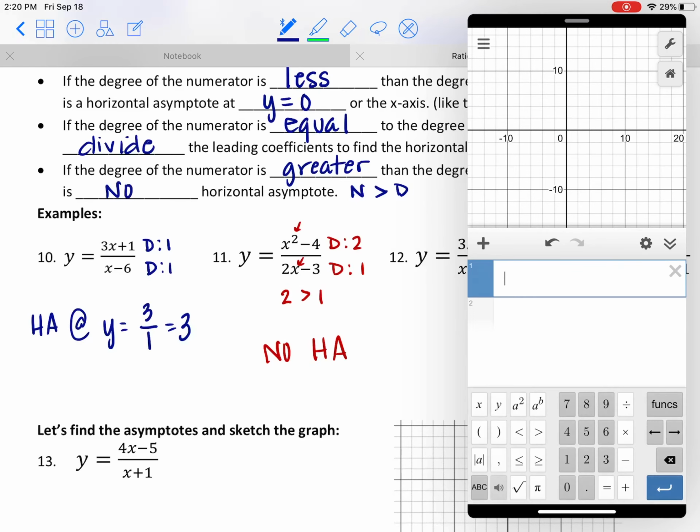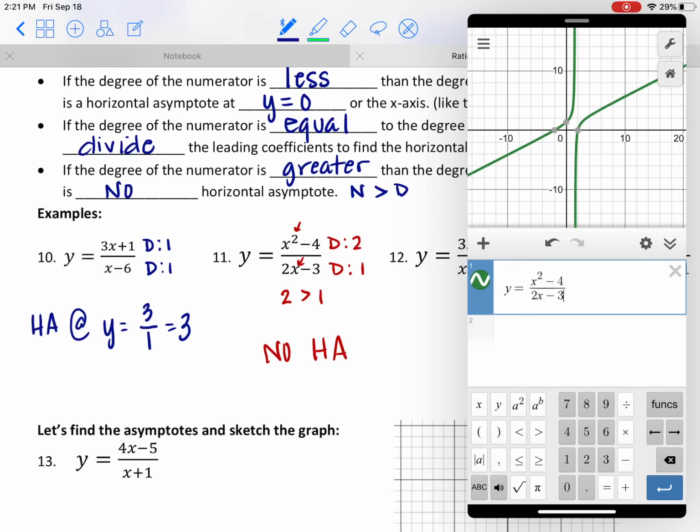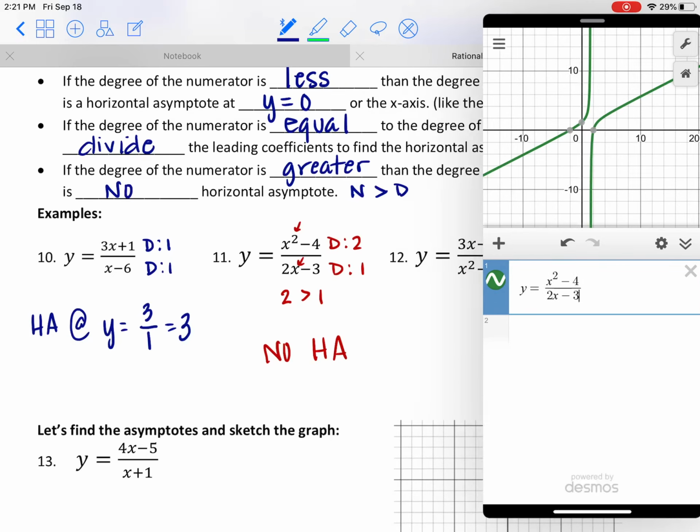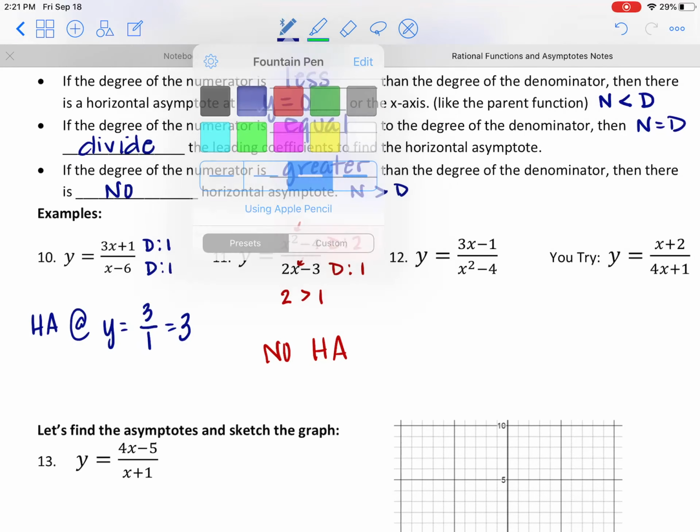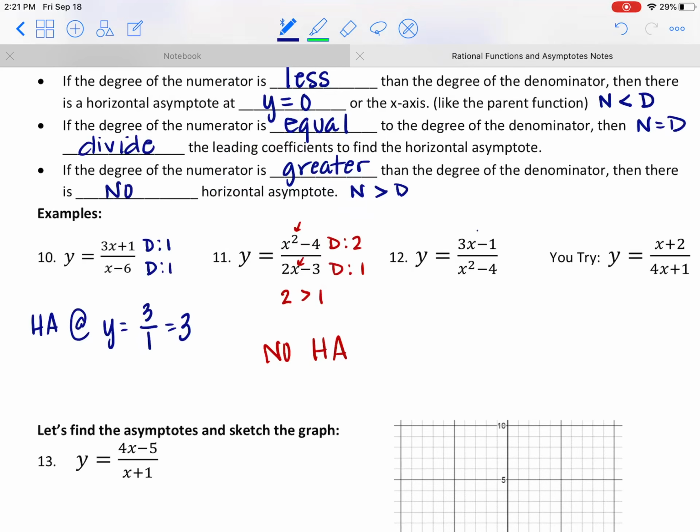And I don't want to kill your time here, but just so you can see what a graph looks like when it doesn't have a horizontal asymptote. Y equals, on the top we have x squared minus 4, on the bottom, 2x minus 3, and no horizontal asymptote. There appears to be some kind of a slanted asymptote happening in there, and we will get to that, okay? But no horizontal asymptote. Alright, the next one.